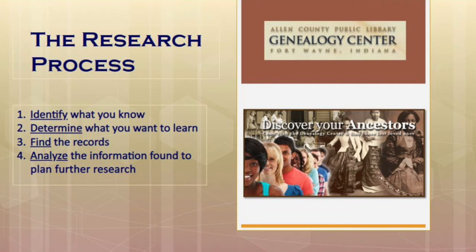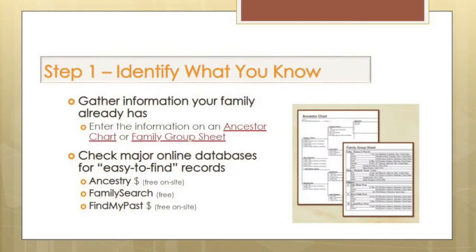Understanding the research process will help you achieve better success as you search for your ancestors. Each time you begin research on a new family, follow these steps. 1. Identify what you know. 2. Determine what you want to learn. 3. Find the records. And 4. Analyze the information found to plan your further research.